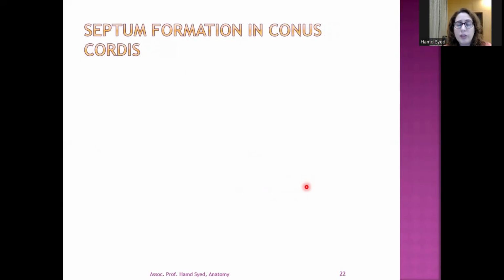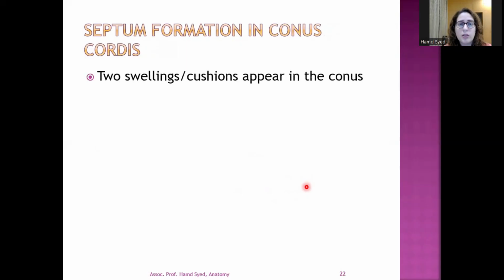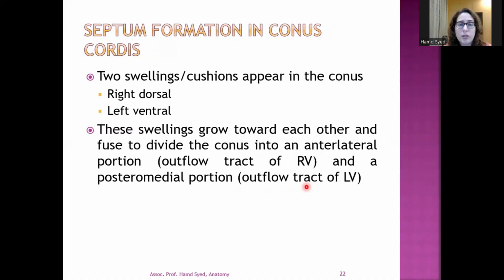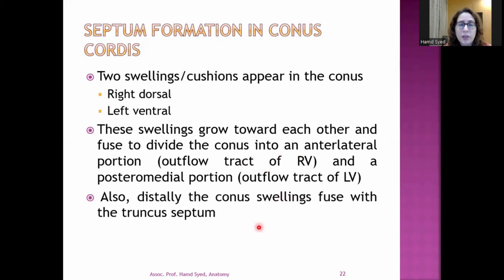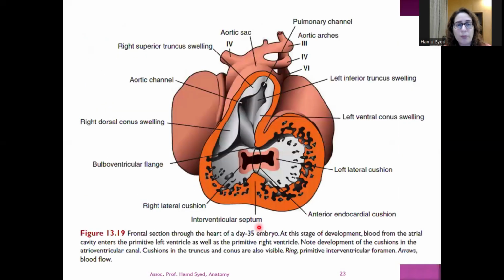Now, just inferior to the truncus is the conus cordis, which is also part of the bulbus cordis. Here also two swellings appear, which according to their position are right dorsal and left ventral. And they will grow towards each other and they will fuse to subdivide the conus cordis into the two outflow tracts of the ventricles. The anterolateral outflow tract is that of the right ventricle and the posteromedial outflow tract is that of the left ventricle. And also distally, these conus swellings are going to fuse with the truncus septum.